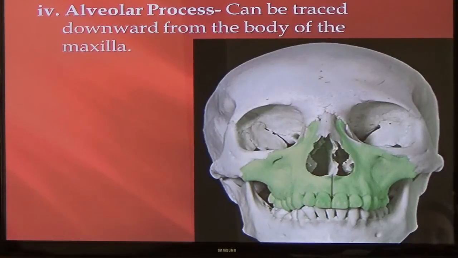Not too important. You need to know the maxilla, know the maxillary sinus. I'll tell you what you need to know right now about the palatine bones.